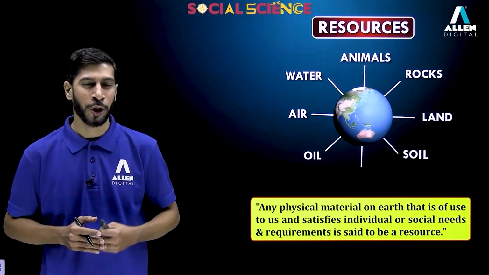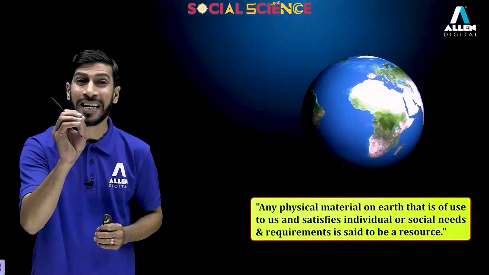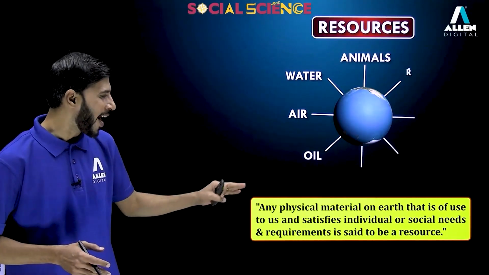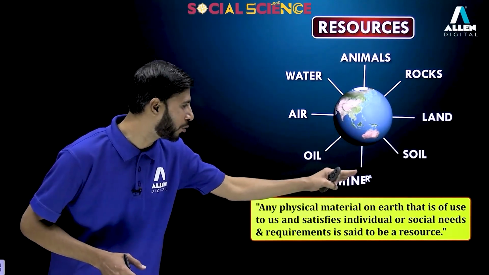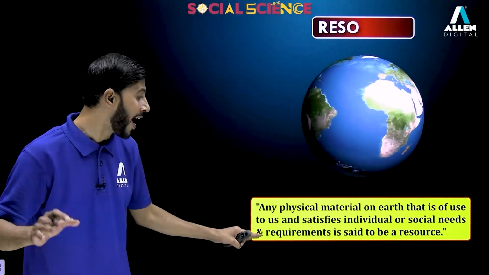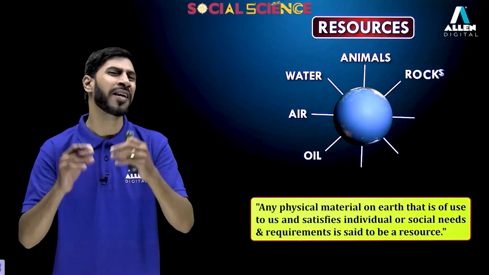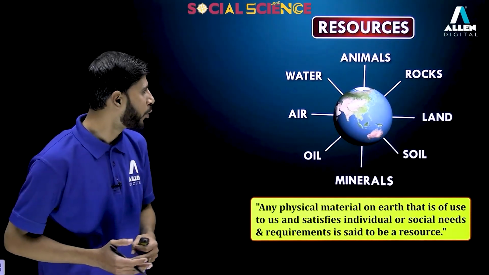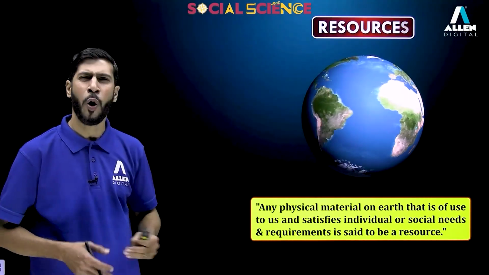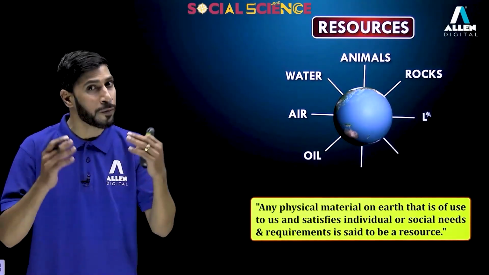Let us understand. All those things which are available in the environment which can satisfy human needs are called resources. Any physical material on earth that is used by us and satisfies individual or social needs and requirements is said to be a resource, as I said. There are various examples of resources which we see here: animals, rocks, land, soil, minerals, oil, air. All these are examples of resources because they are of immense use for humans.